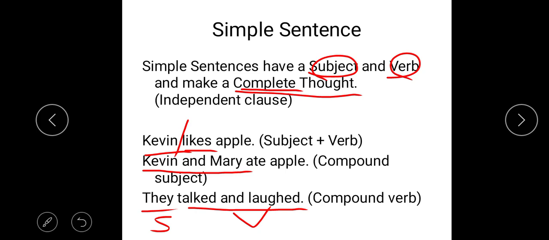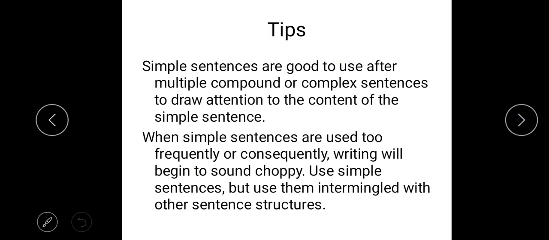It can be a simple subject-verb, or subject-verb-complement, SVC, SVO, SVA. It could be just a simple independent clause, or it could take a compound subject, or sometimes it can also include a compound verb. But all these together form a simple sentence, right? So where do we use simple sentences?